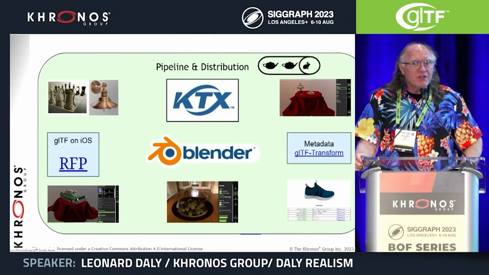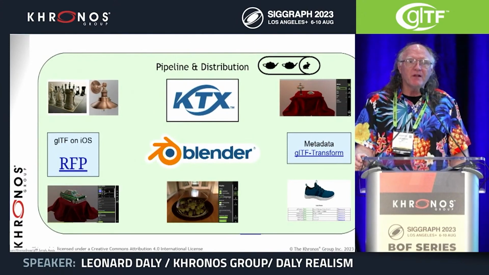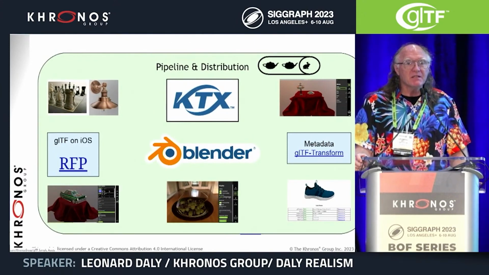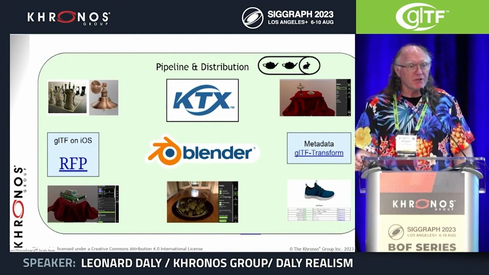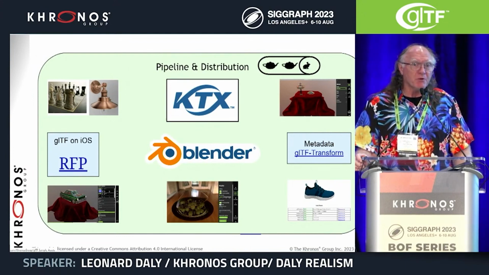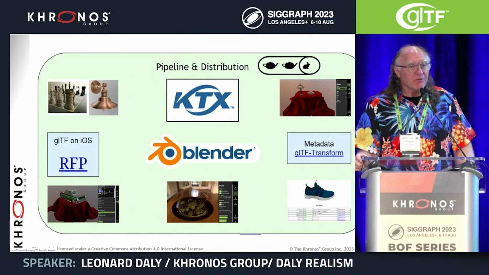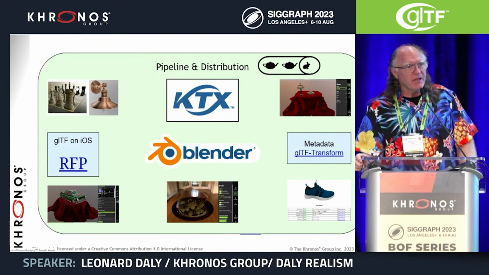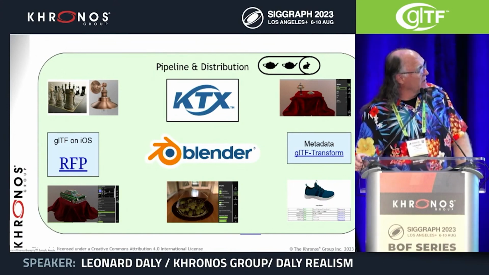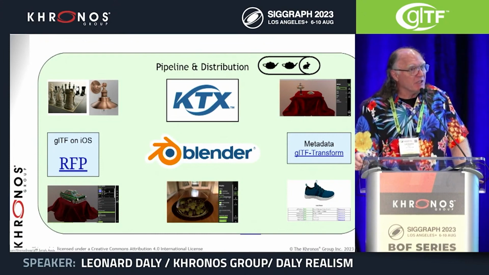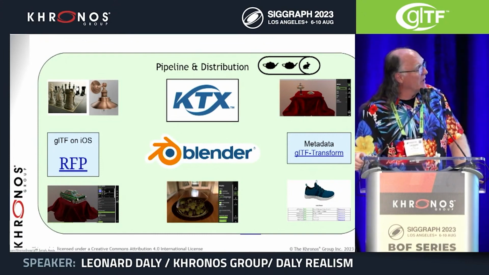So the pipeline and distribution, this is the place where once the content is created, organizations need to optimize the content for better distribution, handle multiple different platforms, getting it out to the users, making sure that things work at the user end. There's a number of tools here that assist in that category.